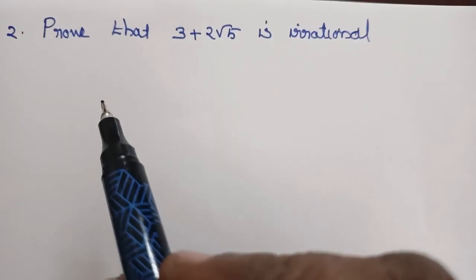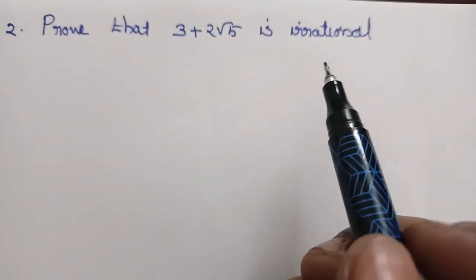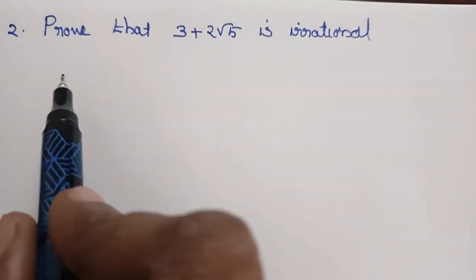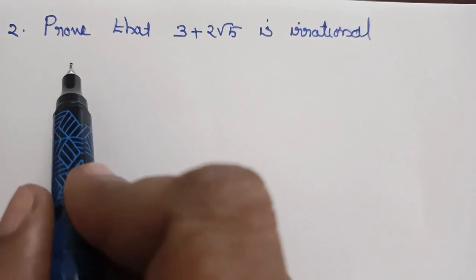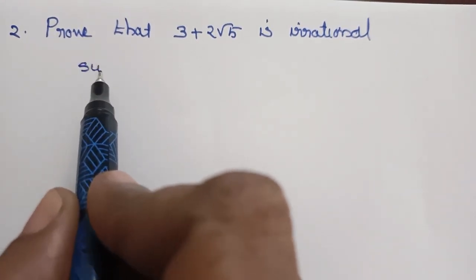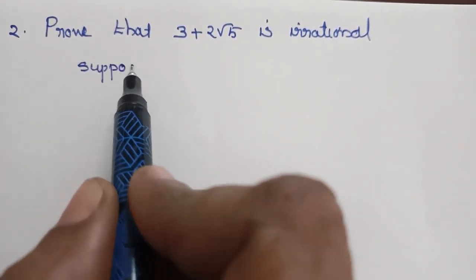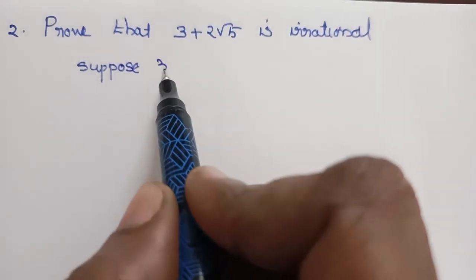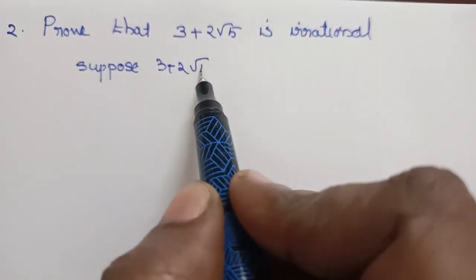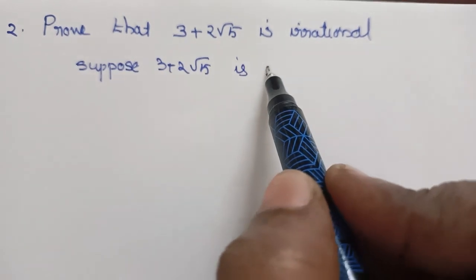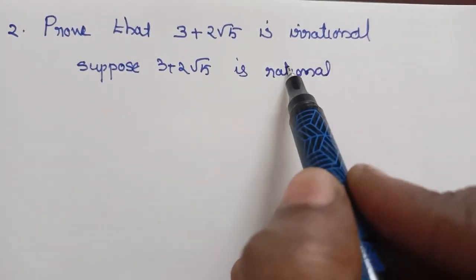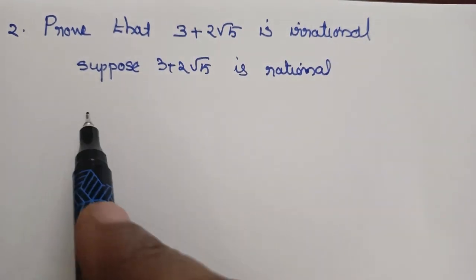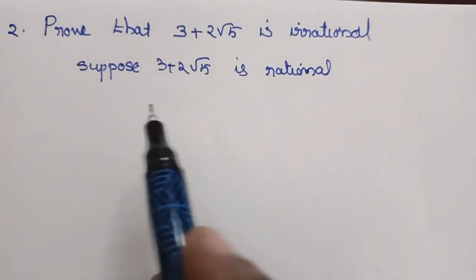Prove that 3 plus 2 root 5 is irrational. That is the second question. Now we have to prove that 3 plus 2 root 5 is irrational. So let us suppose it is a rational number. Take the contradiction, since we have to prove that it is irrational. So suppose 3 plus 2 root 5 is rational.